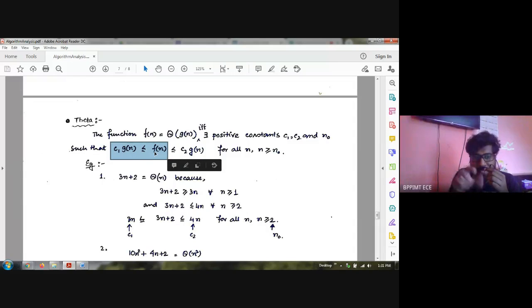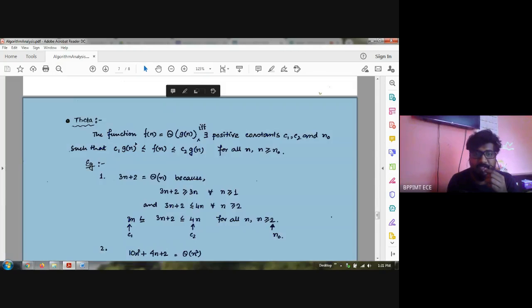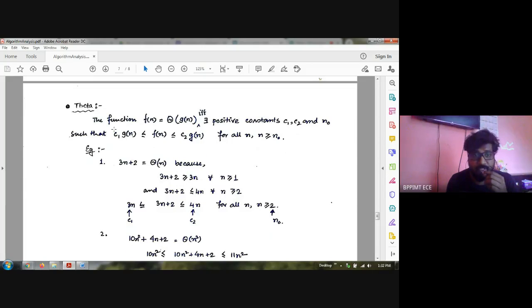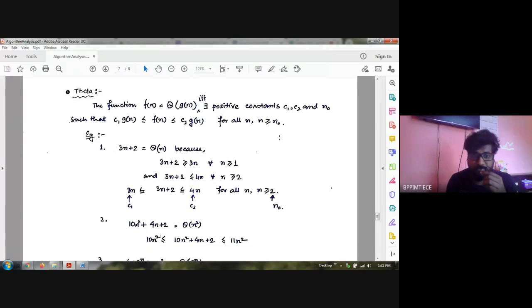Now if we combine big O and big omega, we come up with another notation, which is theta. So f(n) is lying in the range between two bounds, c1·g(n) and c2·g(n). And we must have positive constants c1 and c2 existing, and also n0 existing, which is positive.